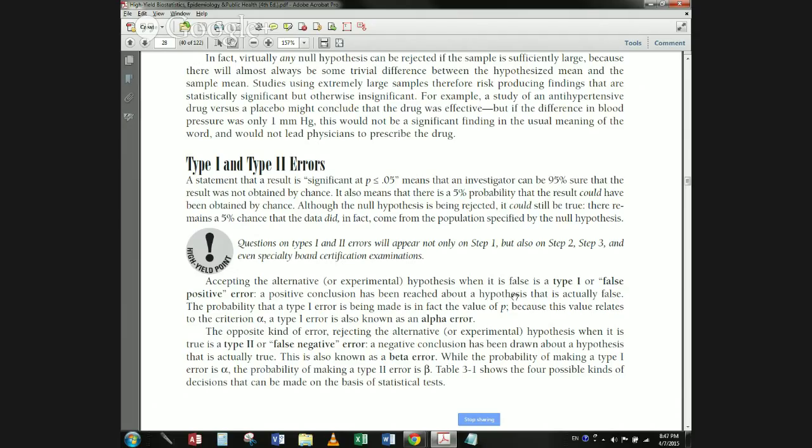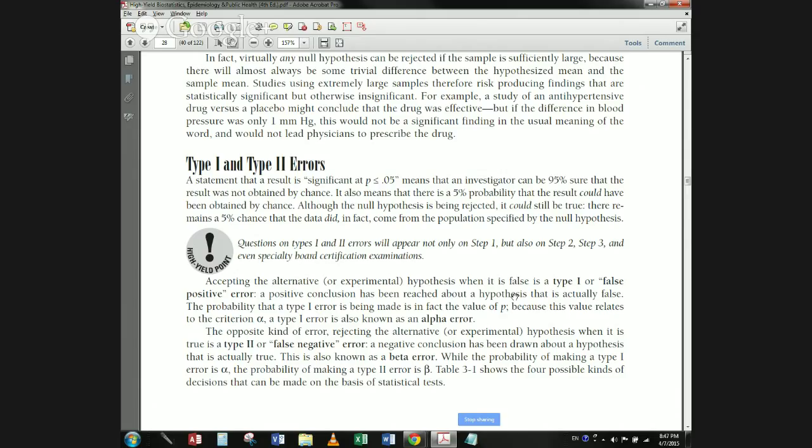For example, a study of an antihypertensive drug versus a placebo might conclude that the drug was effective, but if the difference in blood pressure was only 1 millimeter of mercury, this would not be a significant finding in the usual meaning of the word and would not lead physicians to prescribe the drug.